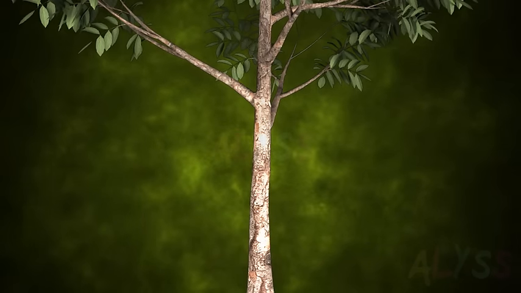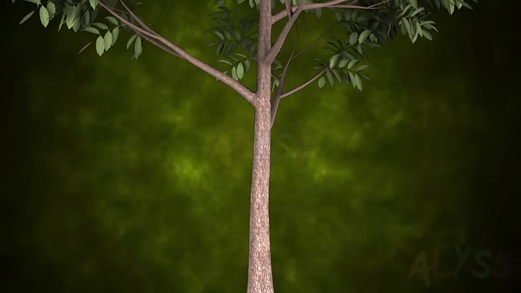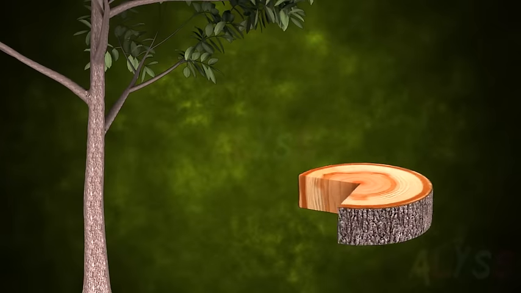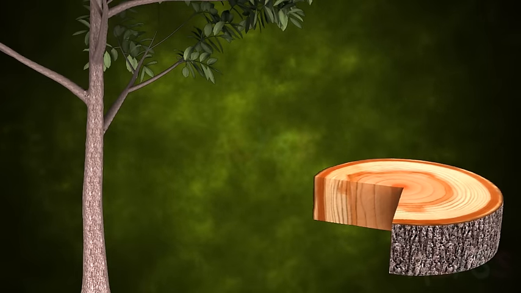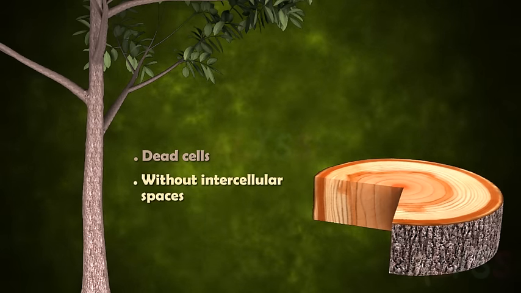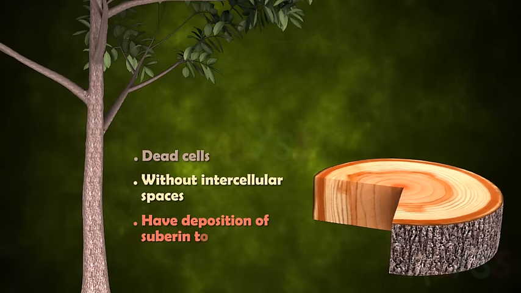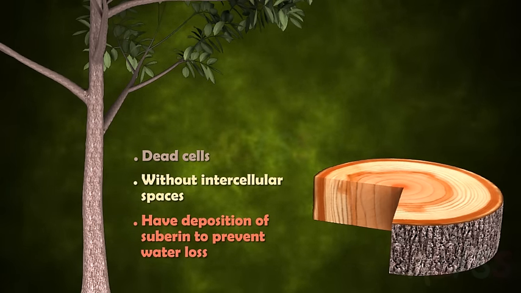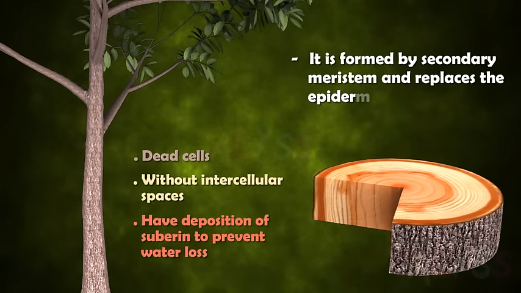In trees, as the stem grows older, the outer layer becomes compressed and dead. It forms cork or bark of a tree. This is made up of dead cells without intercellular spaces and has deposition of suberin to prevent water loss. It is formed by secondary meristem and replaces the epidermis.